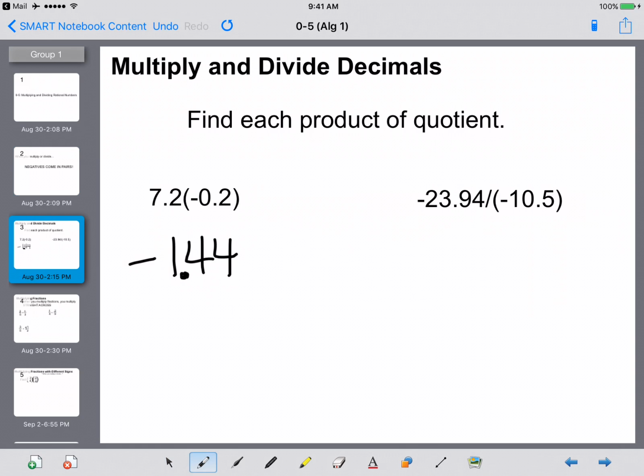For negative 23.94 divided by negative 10.5, a negative divided by a negative is a positive. So we're going to have a positive number.